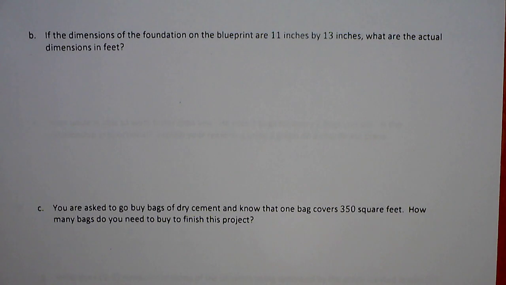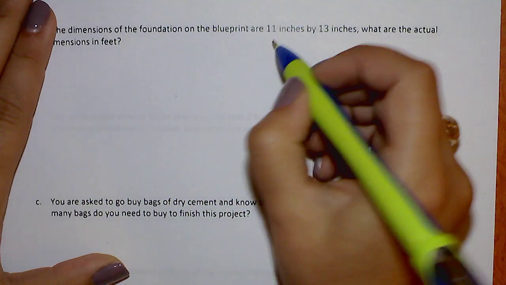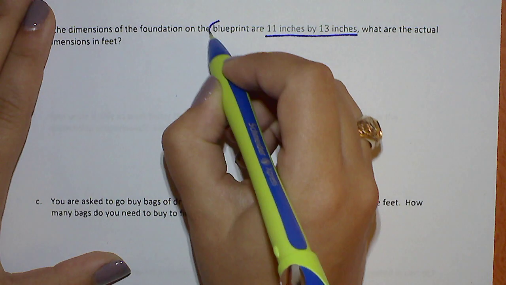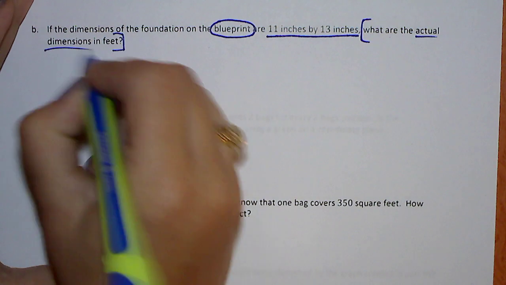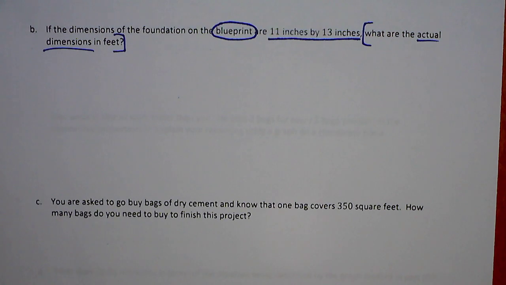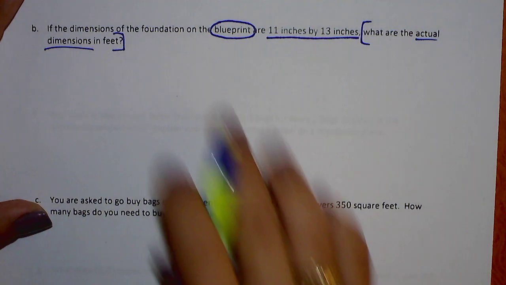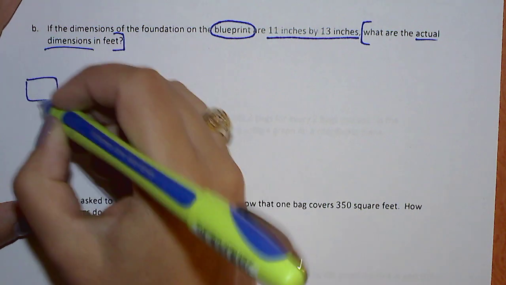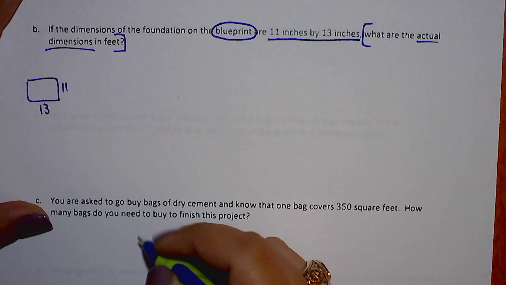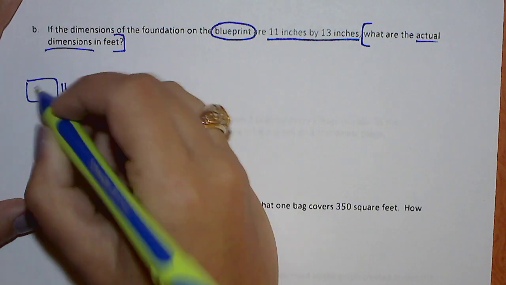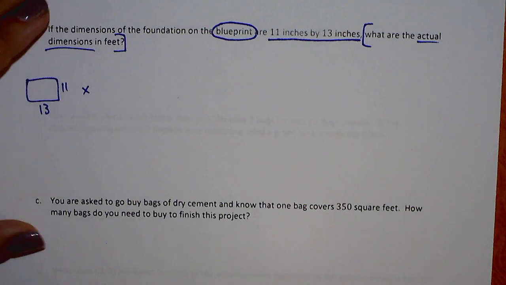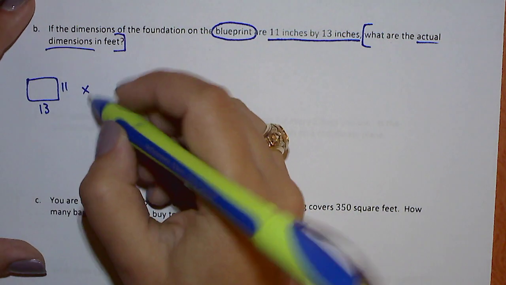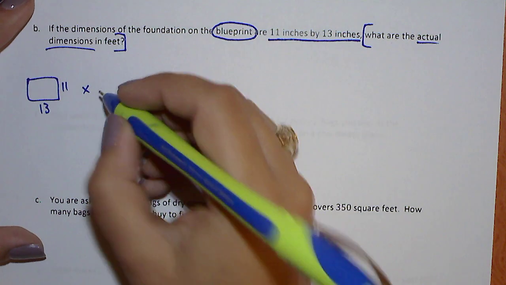Part B says if the dimensions of the foundation on the blueprint are 11 inches by 13 inches, notice that's on the blueprint, what are the actual dimensions in feet? So they're asking you to find the actual dimensions in feet. And they gave you the dimensions of the blueprint. You could draw a picture and say the blueprint is 11 by 13. I know that my scale factor is 1 over 156. So that means that to get bigger, I can multiply times 156 to get the number of inches.